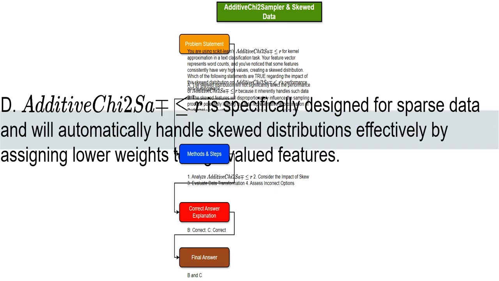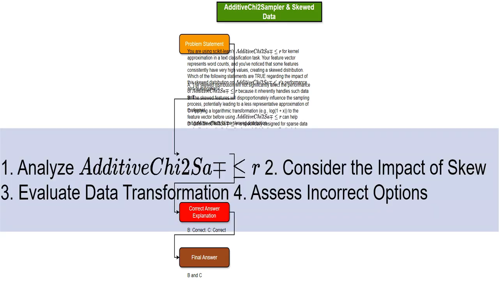This option claims that AdditiveChi2Sampler automatically handles skewed data by reducing the impact of high values. We need to see if that's true. Let's break down the steps involved in answering this question. First, we understand AdditiveChi2Sampler. Second, we consider how the skewed data will influence results. Finally, we evaluate whether transformation helps.